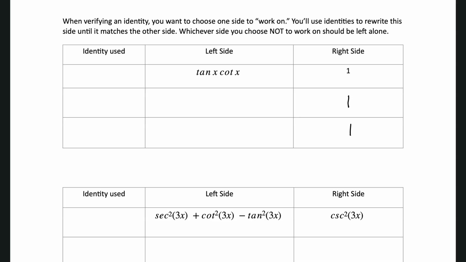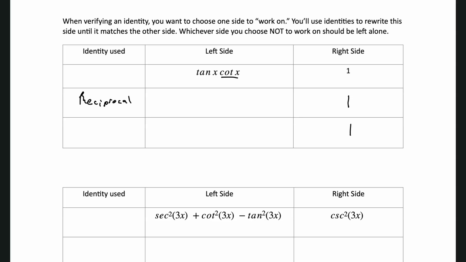Now, on our left side, the first identity that I'm going to use is going to be a reciprocal identity. And the reason why is because I noticed that we have a tangent and a cotangent right next to each other. Now, I'm sorry that my handwriting is kind of sloppy. This pen isn't the best, but I'll make do. So what I was saying was we have a tangent and a cotangent right next to each other.